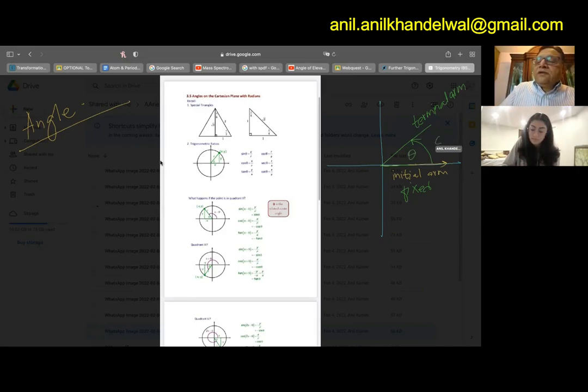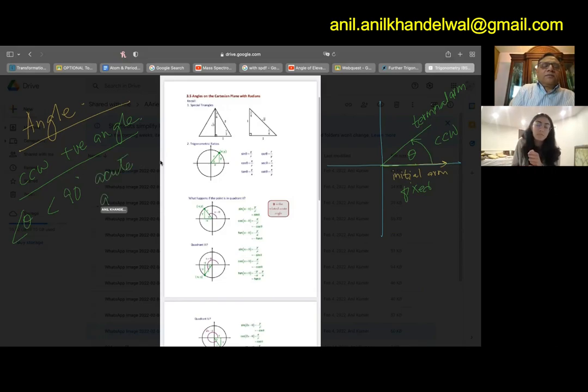It is positive when we go counterclockwise. Is that clear to you? It always goes counterclockwise? Counterclockwise is positive. If you go clockwise, it is negative. Okay, that's the convention. So counterclockwise is a positive angle. Now, if angle theta is less than 90 degrees, it's called an acute angle, right? Acute angle means less than 90 degrees. Correct? 90 degrees is a right angle.